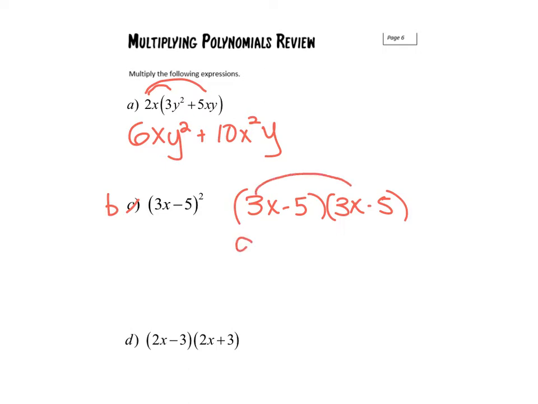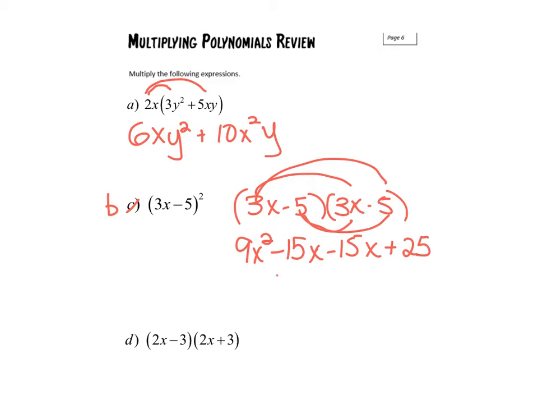3x times 3x is 9x squared. 3x times negative 5 is negative 15x. And then here, negative 5 times 3x is negative 15x. And then the last one, negative 5 times negative 5 is positive 25. When we simplify this, this is 9x squared. Negative 15 and negative 15 is negative 30. The variable is x plus 25. So here we go.